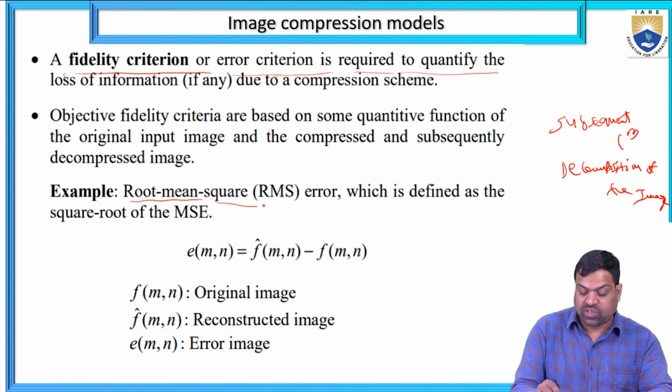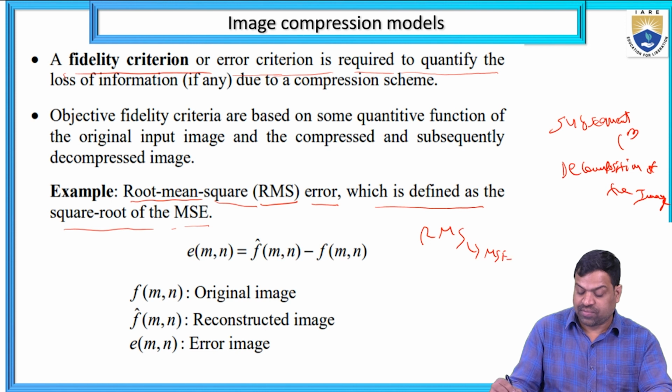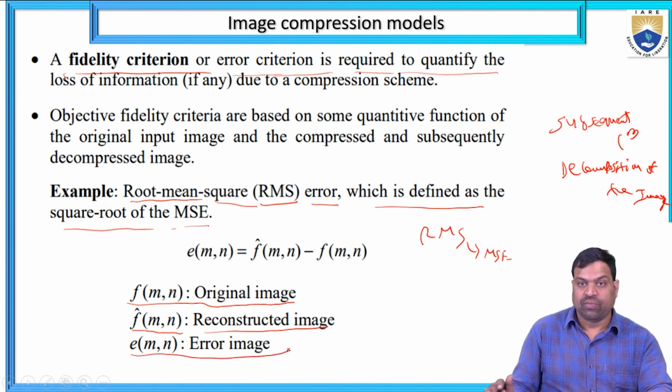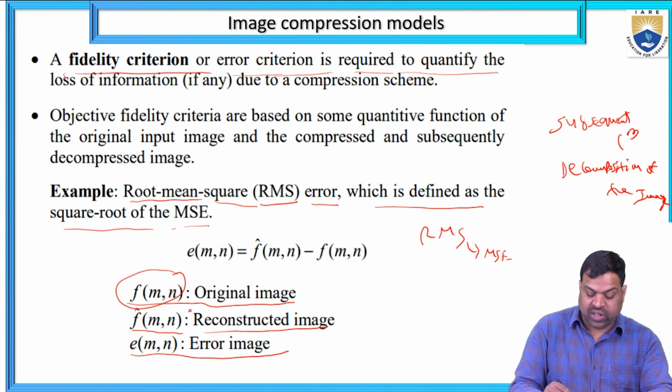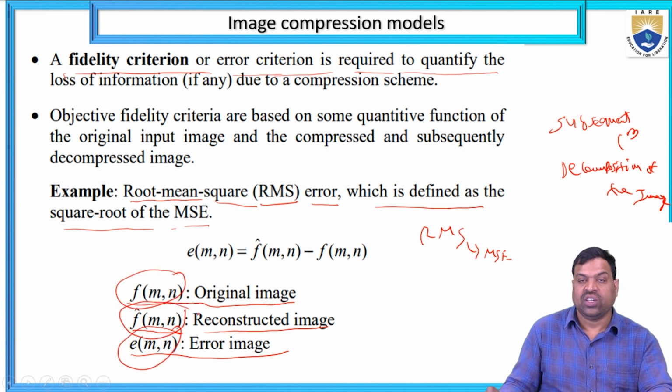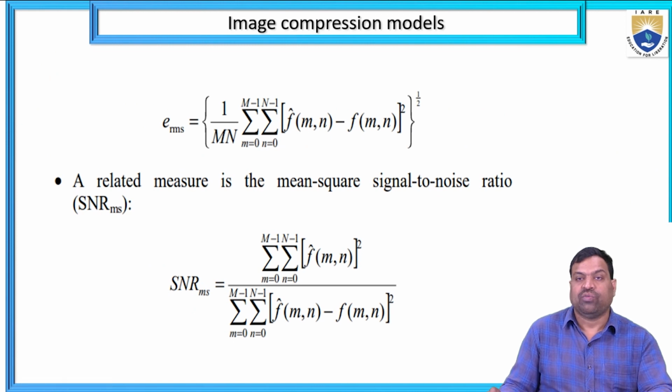That is the root mean square error, RMS error, which is defined as the square root of the MSE. So E of m comma n equal to f dash of m comma n minus f of m comma n. Here f of m comma n is the original image, f dash of m comma n is the reconstructed image, E of m comma n is the error image. So E RMS equal to 1 by mn into summation m equal to 0 to M minus 1, n equal to 0 to N minus 1, f dash of m comma n minus f of m comma n, whole square, to the power 1 by 2.